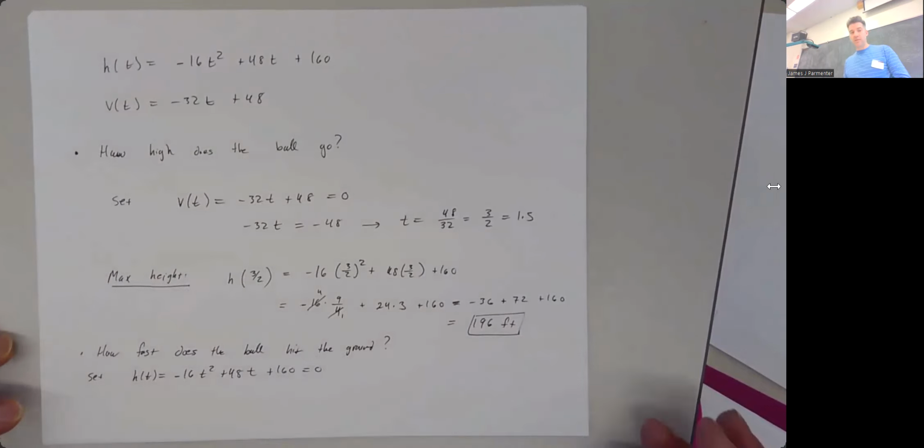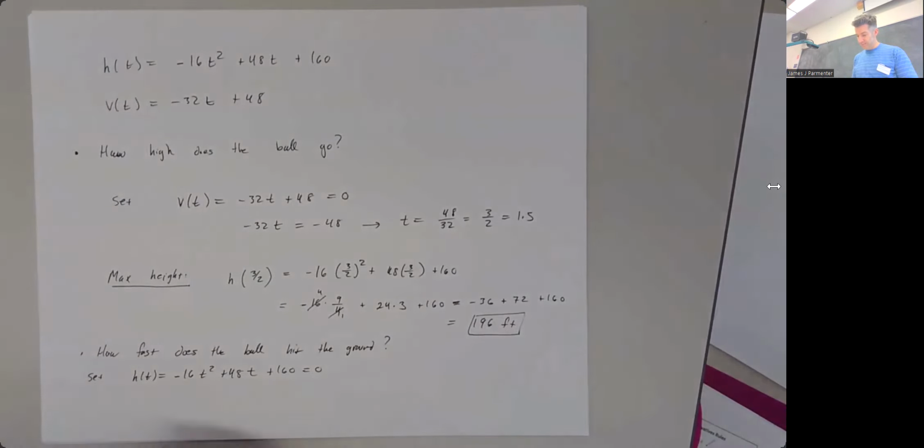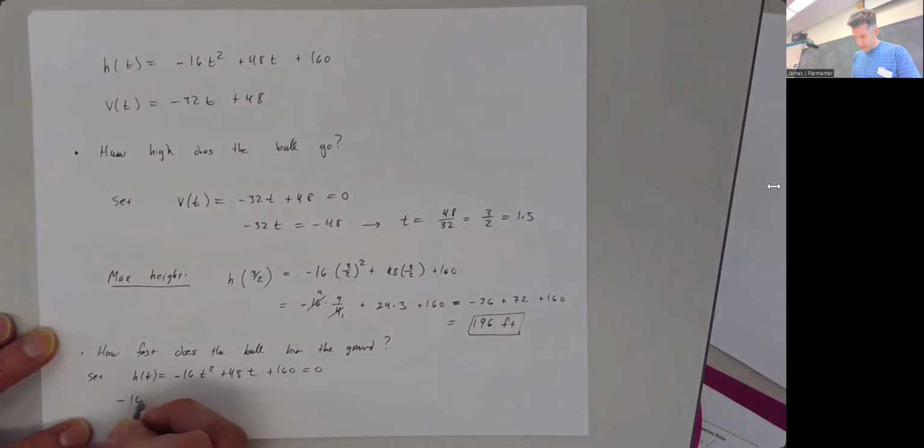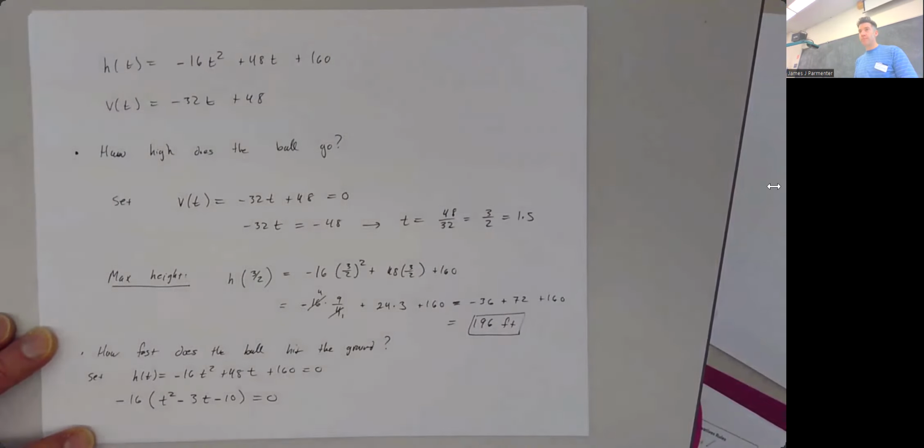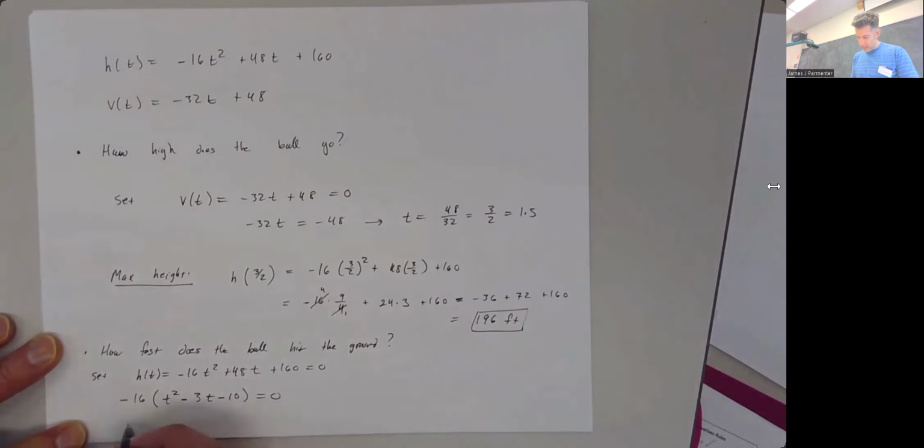And usually, if someone has been kind, they will set this up so that a 16 factors out. And it does. In fact, I would actually factor out a -16. So -16 times t squared minus 3t minus 10 equals 0. And then factoring again, I've got -16 times t minus 5 times t plus 2. Yeah, that seems okay.